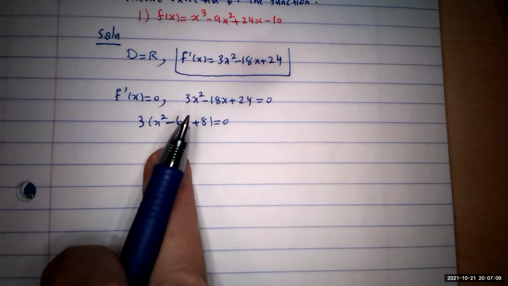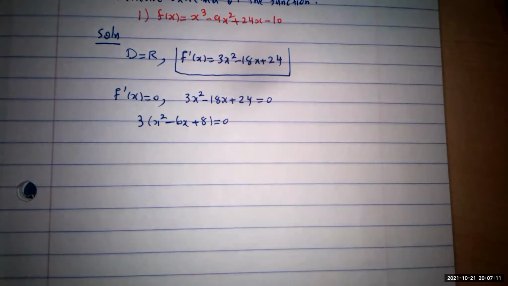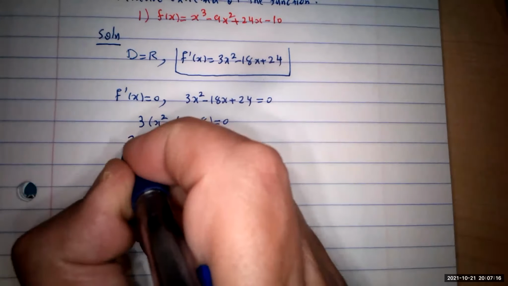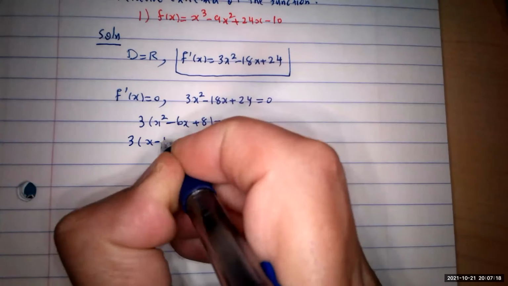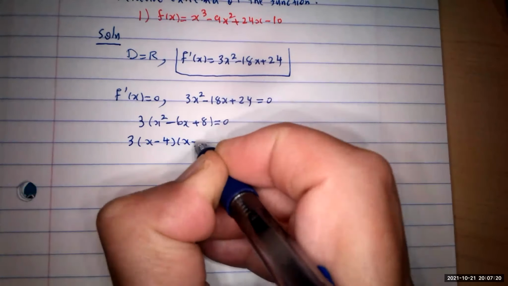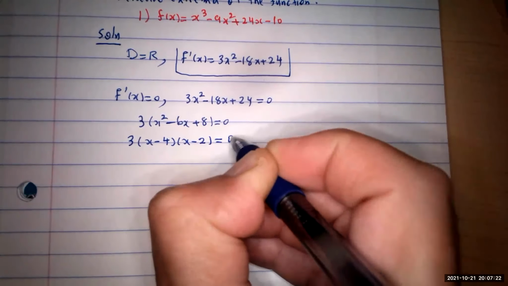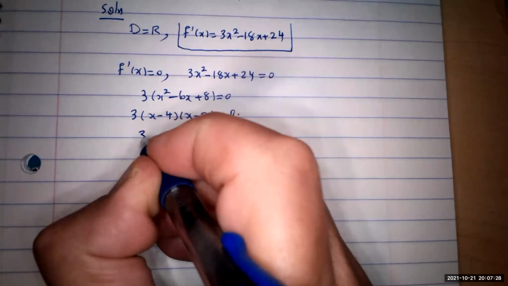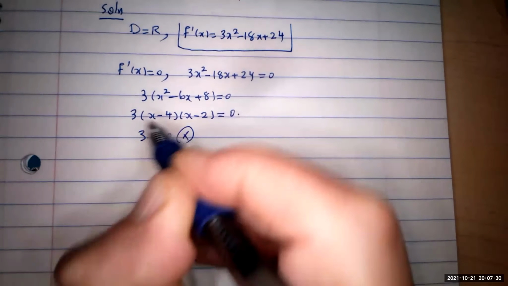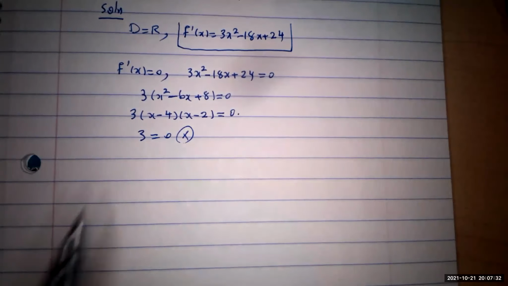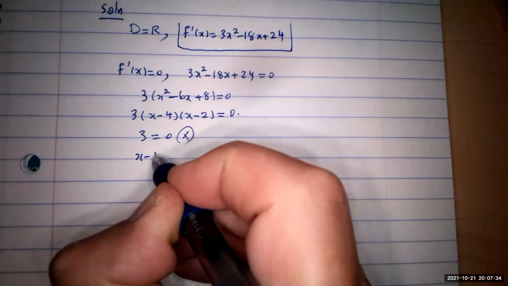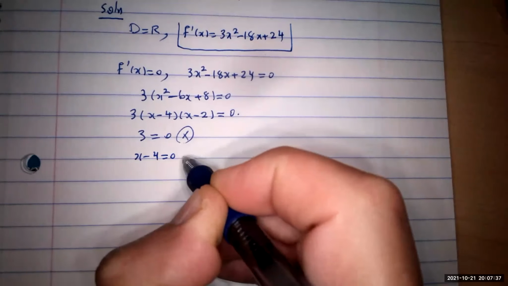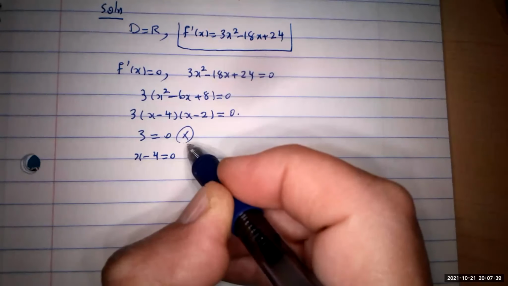Now we can factor the inside. We need two numbers with a product of 8 and a sum of 6. So it's going to be 3 times (x minus 4) times (x minus 2) equal to 0. You let each factor equal 0. 3 equal to 0, never. You won't get anything from here. But x minus 4 equal to 0 would give you x equal to 4.